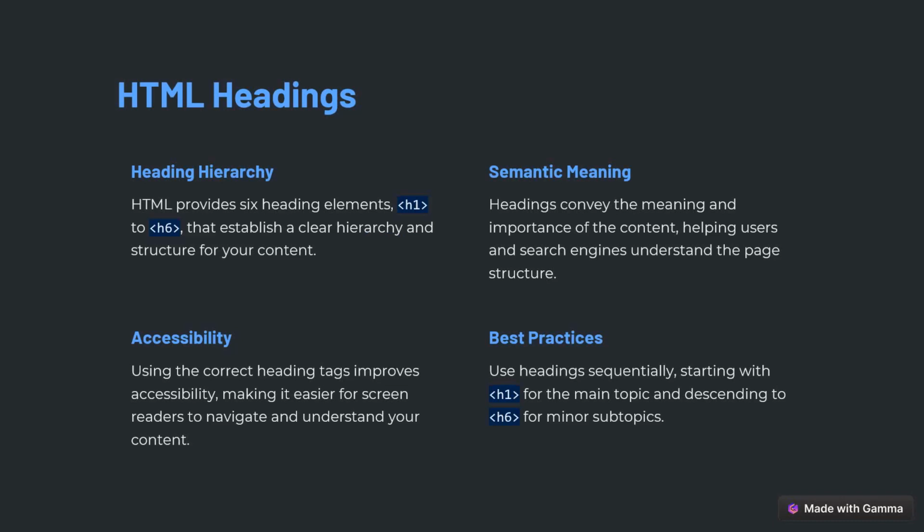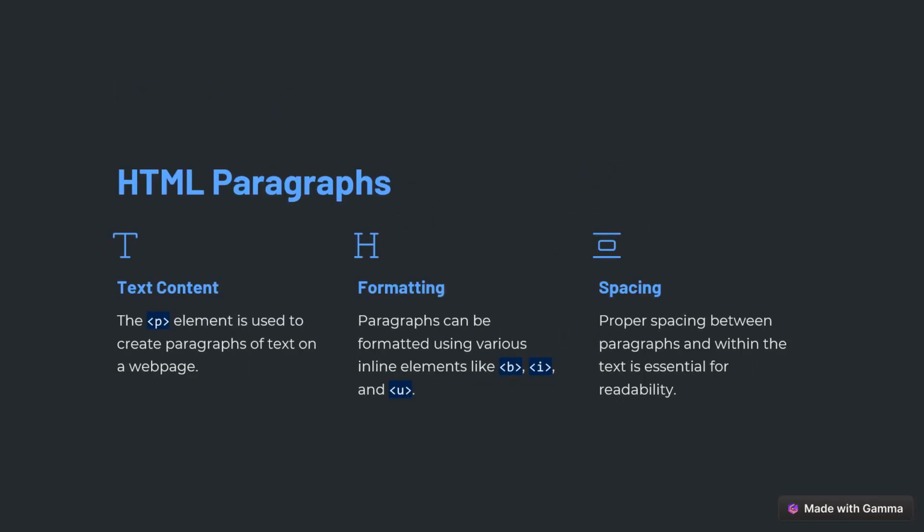HTML headings. In HTML, there are six headings, from H1 to H6. These are mainly used for heading the content. HTML paragraph. The P tag is used to create paragraphs of text on a web page.